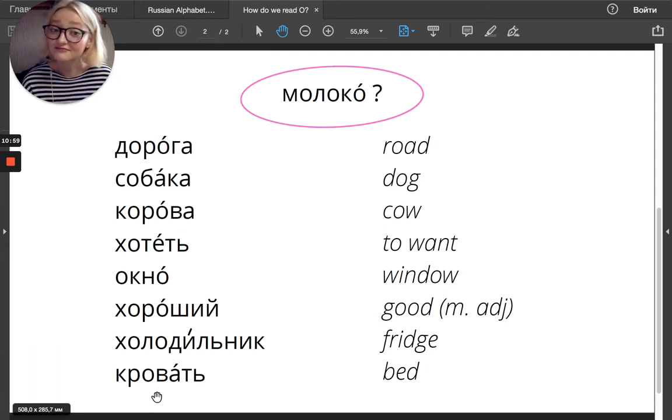Now you can just find any Russian word and try to read it. So now you know when it's not stressed O, we always read it like A.